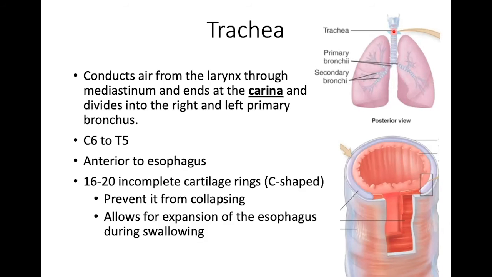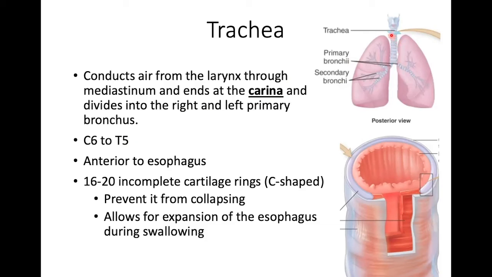So remember, now we are moving from the upper respiratory tract from a structural perspective into the lower respiratory tract. And the trachea conducts air from the larynx superiorly all the way through the mediastinum. Remember that central cavity located in the thoracic cavity. And the trachea ends here at this bifurcation known as the carina. And the carina divides then into primary bronchi. Remember, the primary bronchi are the tubes that ultimately supply the lungs with air. Okay, so we have one of each, one on the left, one on the right.